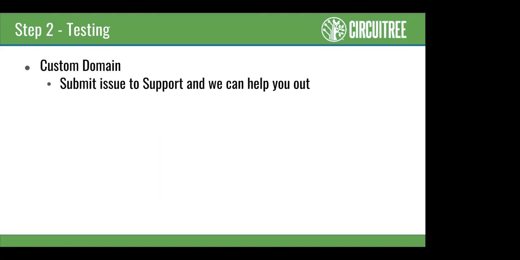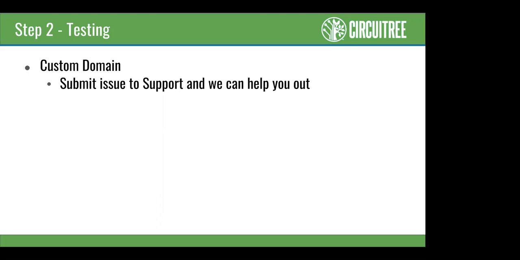So if you want to set it up as register.mycamp.org or something like that, you can use a custom domain, or you can just use events.circuitry.com. The one advantage of that is you don't have to update your SSL every year, or things like that. We manage all of that on our side.